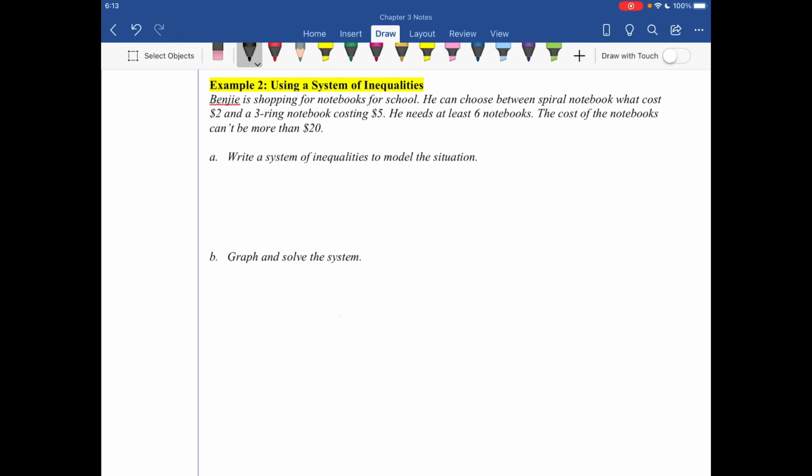First, we need to write a system of inequalities to model the situation. We need to ask ourselves what the goal of each equation is. For the first one, we know he needs to buy at least 6 notebooks. Let's call the spiral notebooks x, and then the 3-ring notebooks will be y. So we know that we buy spiral notebooks plus 3-ring notebooks, and those are at least 6, meaning it's greater than or equal to 6.